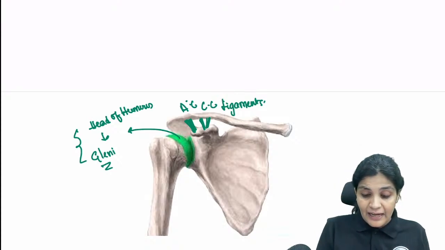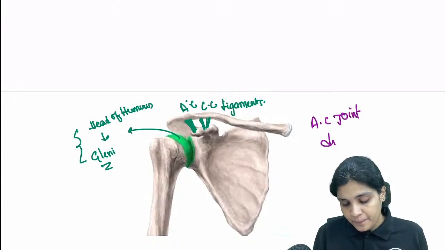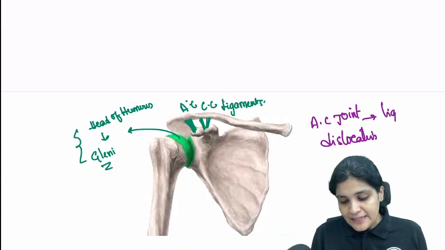Whenever there is an AC joint dislocation, you very well know that these ligaments are disrupted. So what are those ligaments? There are two. One is your coracoclavicular ligament and the second one is the acromioclavicular ligament. And if you remember, the CC ligaments are again of two types: the trapezoid and the conoid. The conoid ligament and the trapezoid ligament.